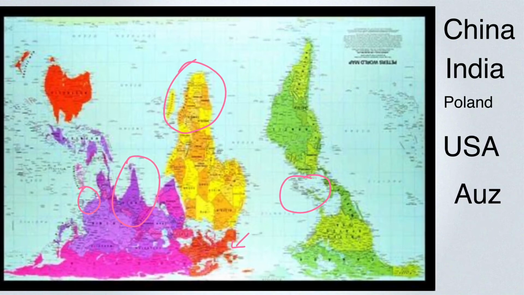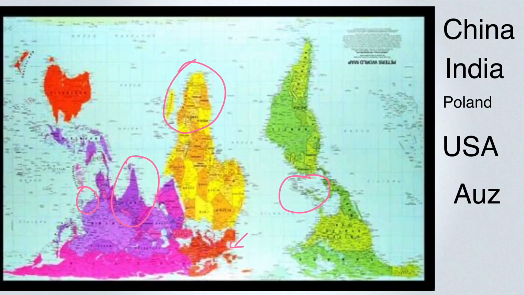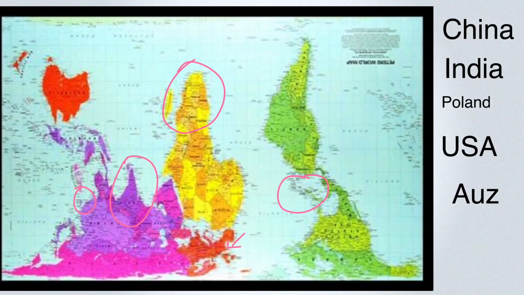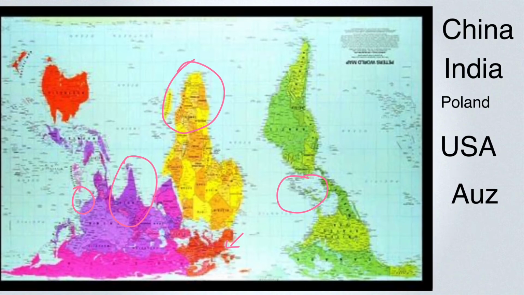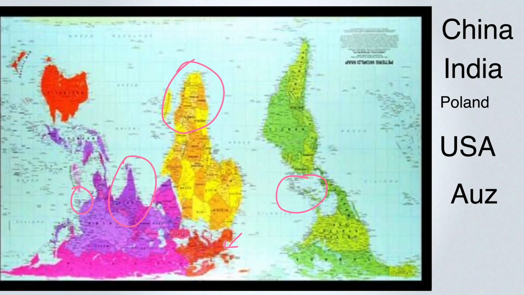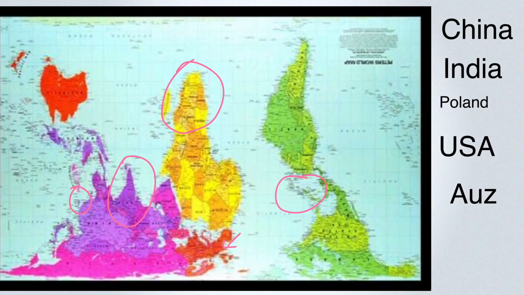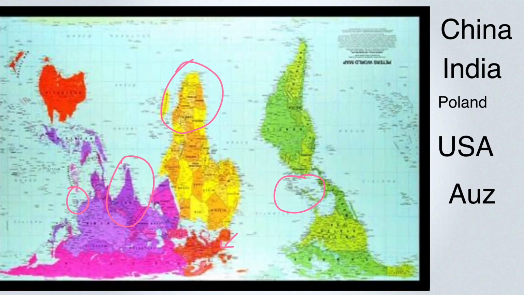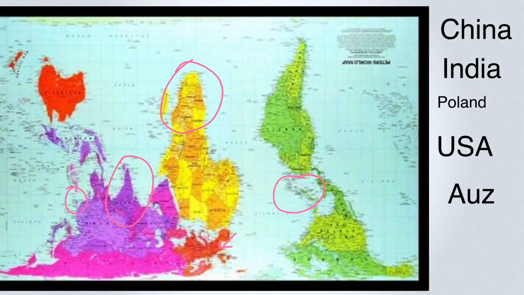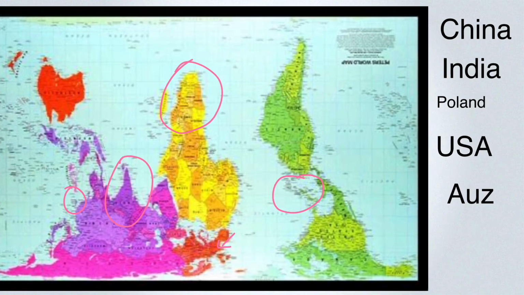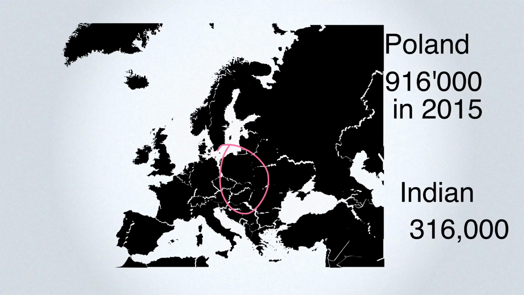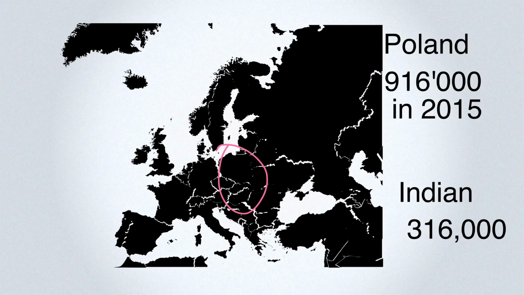Now, I've put in the top right of this slide the 5 biggest countries that we have a population in Britain from today. They are China, number 1, India, Poland, USA, Australia, the big 5 that we've drawn people into. In fact, Poland is by far the largest single ethnic group that is not British living in Britain. Okay, interesting fact.